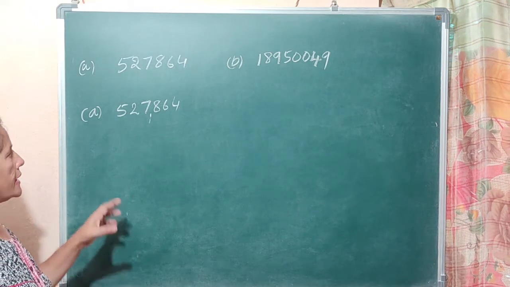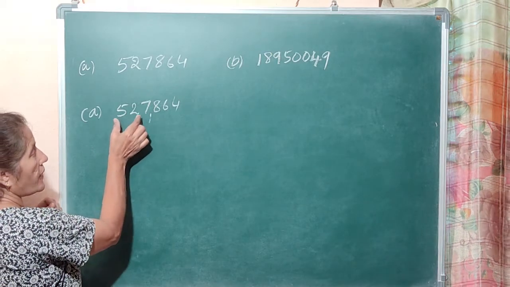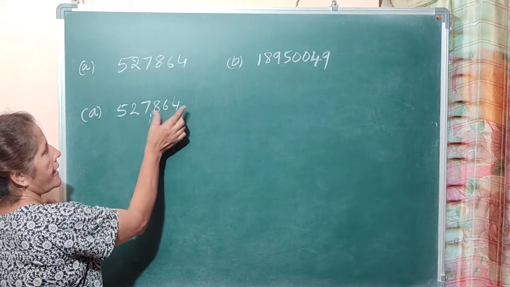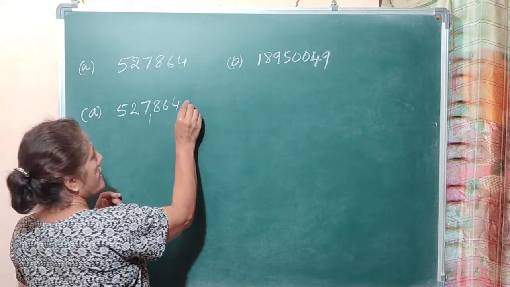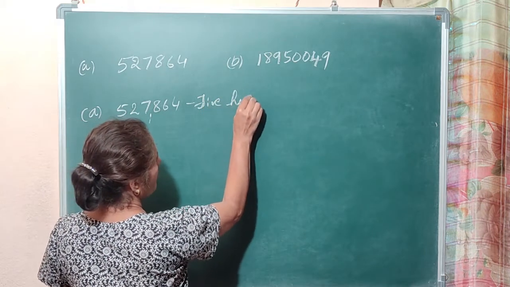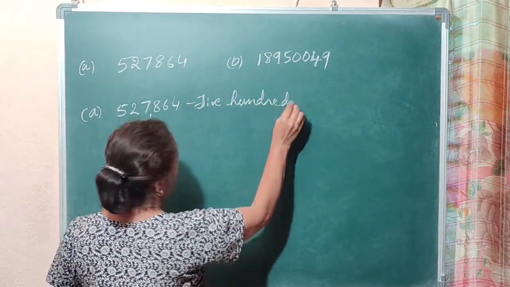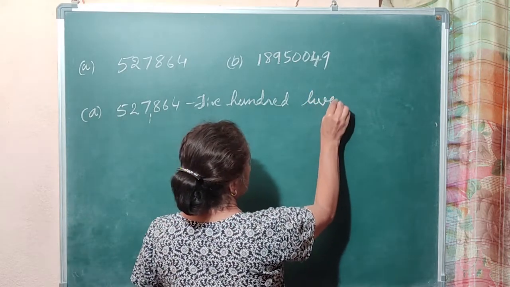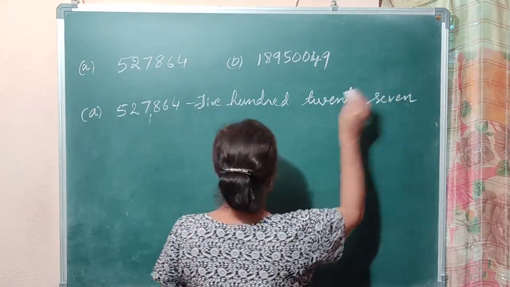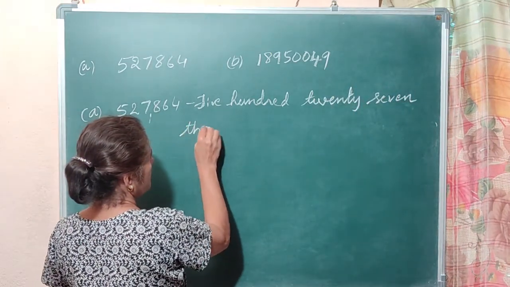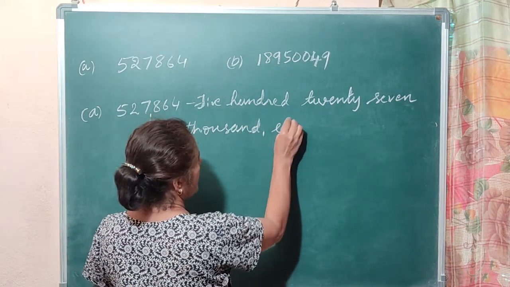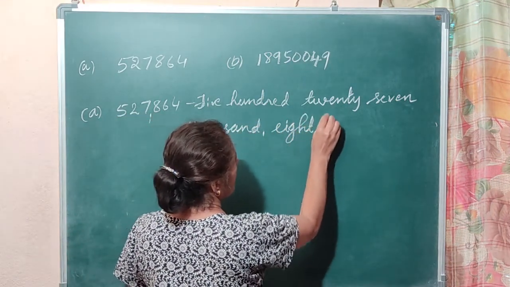How do you read this number? This is one number. What is this? 527. So 527,864. What is this? 527,000, comma, 864.